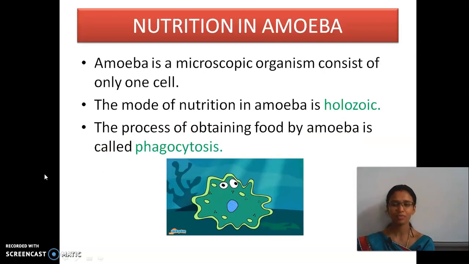Okay, fine. Now next we are going to see about the nutrition in amoeba. Okay, amoeba. What is meant by this amoeba? They are microscopic organisms. That is, they are very small. We cannot see them with our naked eyes. So we need a microscope to see such small organisms. So this amoeba is a single cell organism. That is, they have only one cell.